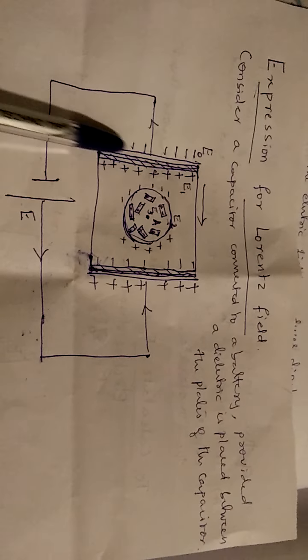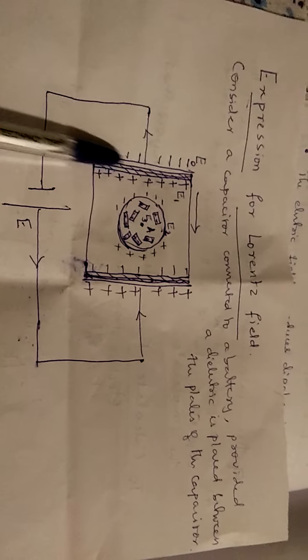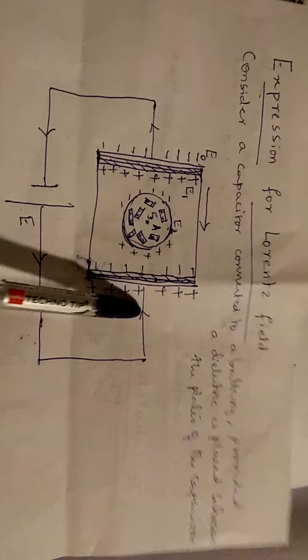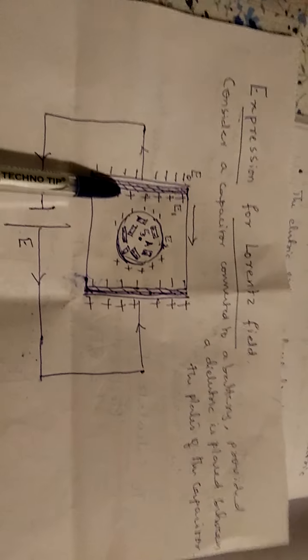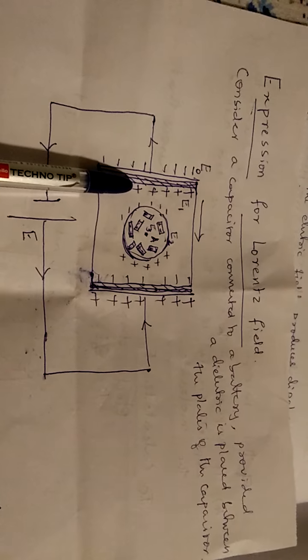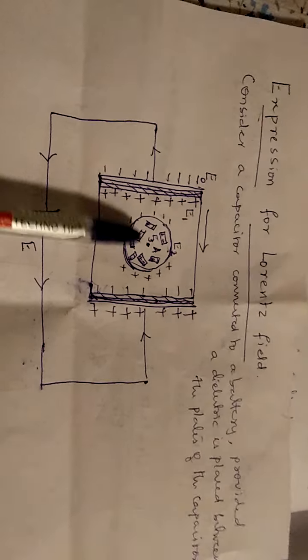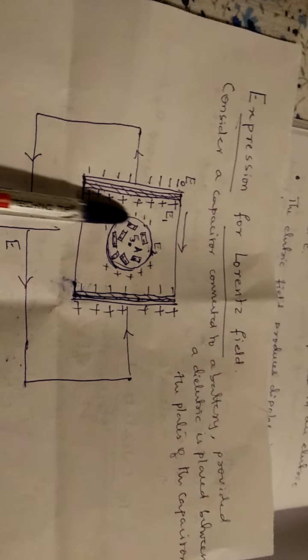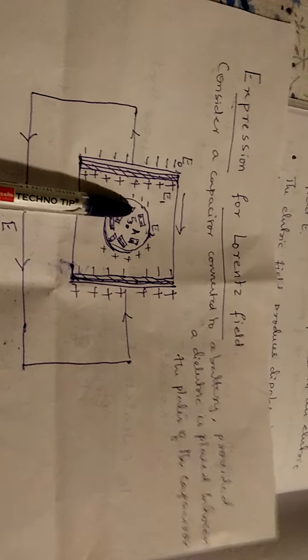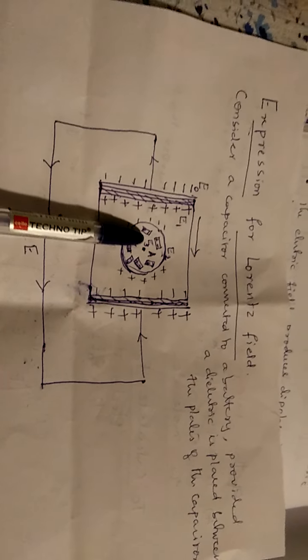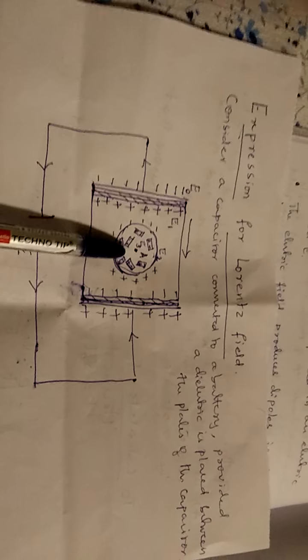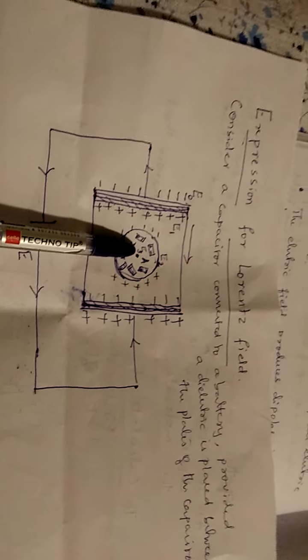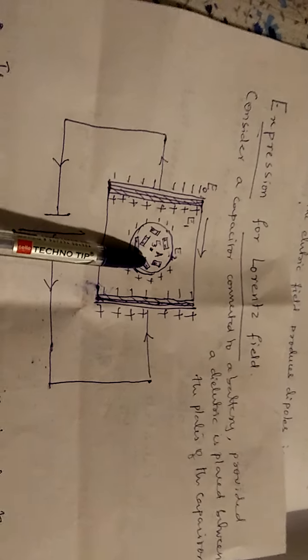One is due to the electric field created by the charges on the plates of the capacitor, and the electric field created by the polarization at the two ends of the dielectric material, and the electric field due to the dipoles created on the surface of the spherical cavity, that I will explain. And the last one, E3, is the electric field created by the dipoles within this spherical cavity.